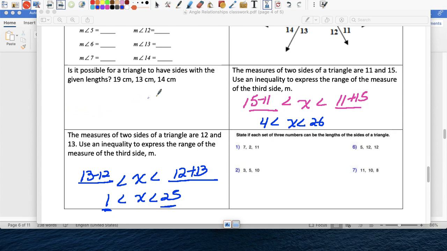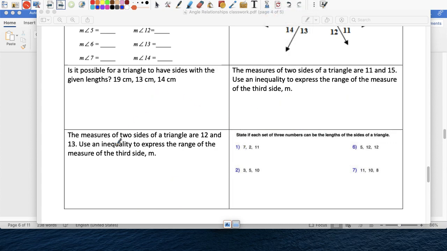And the last one here, which of these can be the lengths of the sides of a triangle? So let's take a look at the first one, 7, 2, and 11. Can I make a triangle out of this? Well, 7 plus 2, is that greater than 11? And then 7 plus 11, is that greater than 2? And then the other combination we can make is 11 plus 2, is it greater than 7? Now, if it's yes, yes, and yes, then we can make a triangle. If it's no for any of them, we cannot make a triangle.